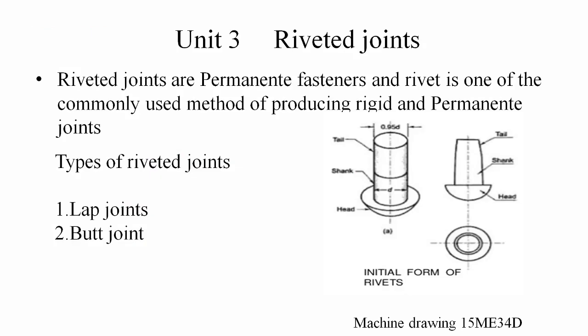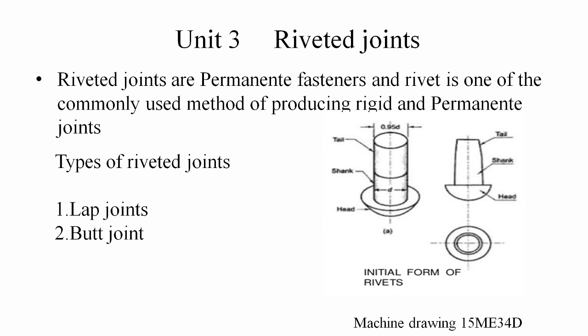Welcome to unit three of Machine Drawing, riveted joints. The riveted joints are permanent fasteners. Unlike threaded fasteners, which are temporary, riveted joints are permanent fasteners, and riveting is one of the commonly used methods of producing rigid and permanent joints.